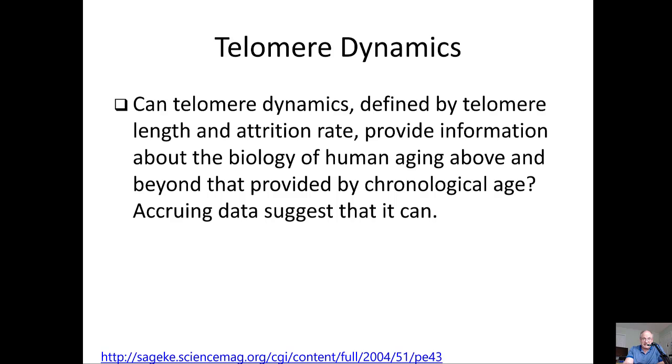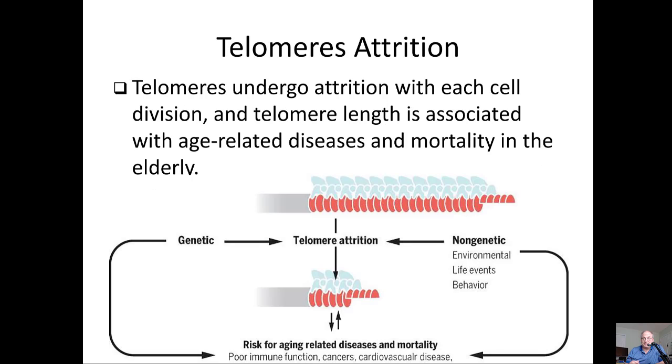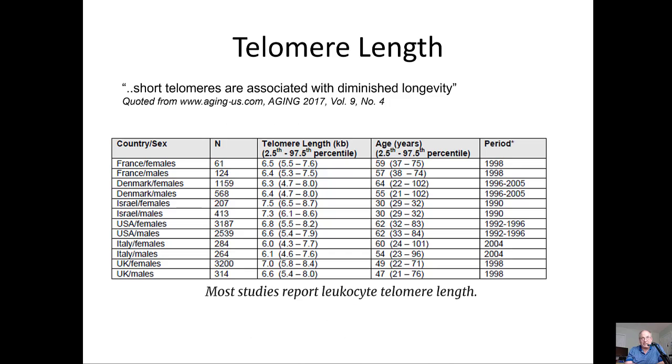Now I have a link there if you're interested. You can pull that off the slide set that I have if you want to learn more about this. There's a huge amount of information out there about this. If this is the first time you've heard of it, I'll talk a little bit about it. But the telomeres undergo this attrition. Attrition just means that you're losing something over time with each cell division. So telomere length is associated with what we call age-related diseases and mortality in the elderly. And as it shortens, the problem is that we get higher and higher risk for cancers and cardiovascular disease, things that tend to shorten life. And it's really quite interesting.